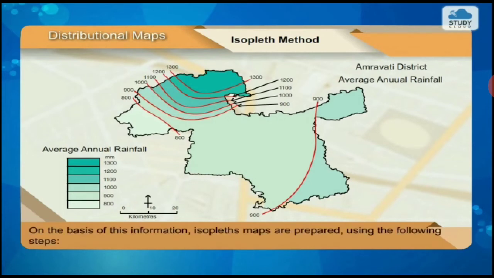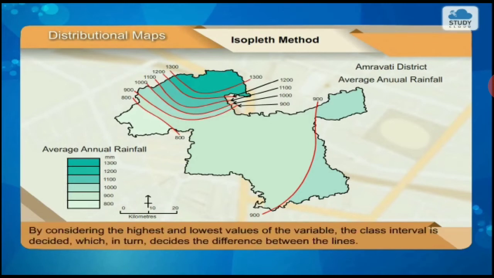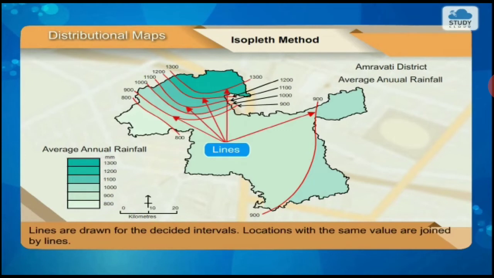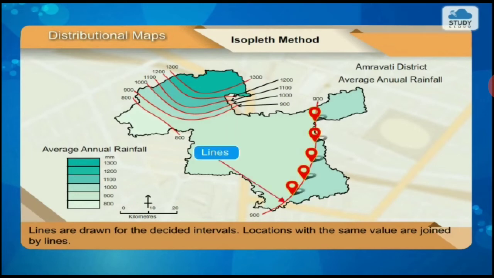On the basis of this information, isopleth maps are prepared using the following steps. By considering the highest and the lowest value of the variable, the class interval is decided, which in turn decides the difference between the lines. Lines are drawn for the decided interval. Locations with the same values are joined by lines.